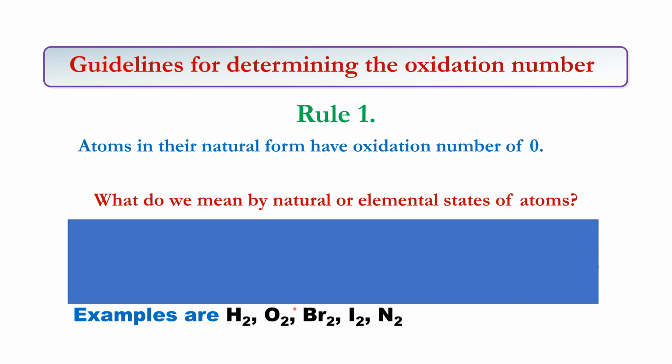So the oxidation number of hydrogen here is equal to 0. The oxidation number of oxygen in O2 is equal to 0. The oxidation number for Br is equal to 0 in Br2. The oxidation number for iodine in I2 is 0. The oxidation number for N in N2 is also 0. So atoms in their natural form have oxidation number of 0.